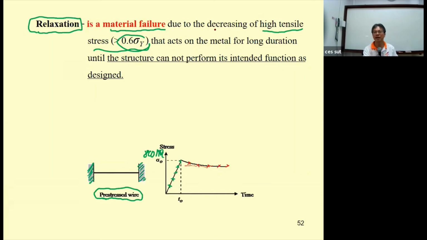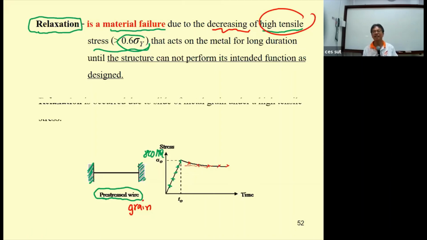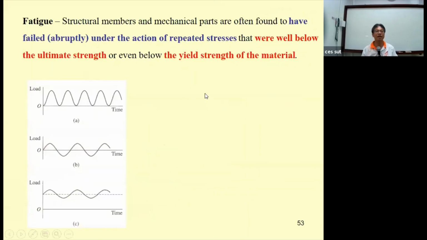Why is it going to be decreased by itself? Because the grains of the steel that makes the prestressing wire just move due to the high tensile stress. And when the grains move, the stress just reduces. Okay, that movement is the sliding of the metal grains, and then the stress just reduces. The next one is fatigue.